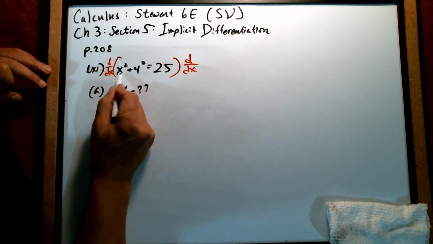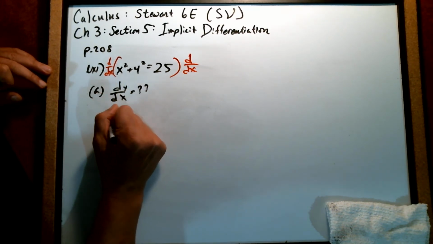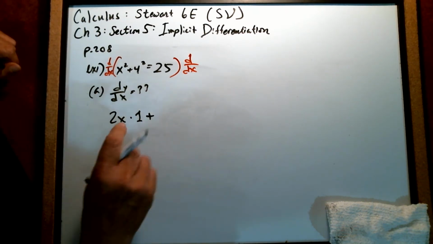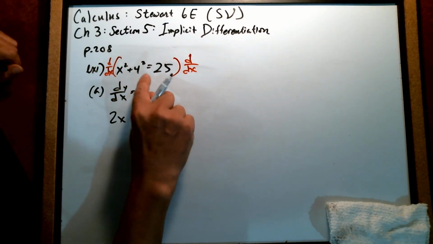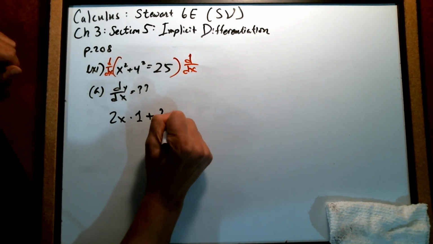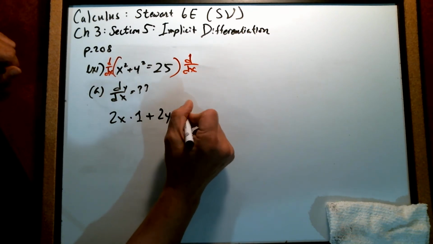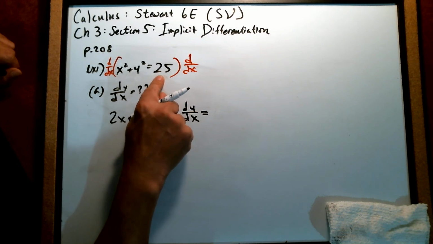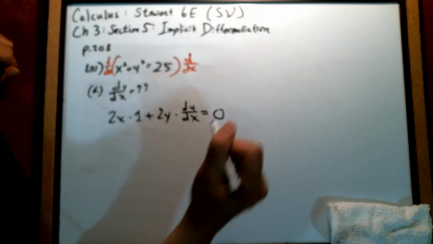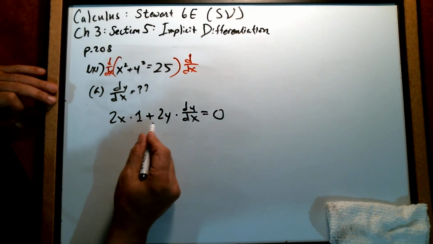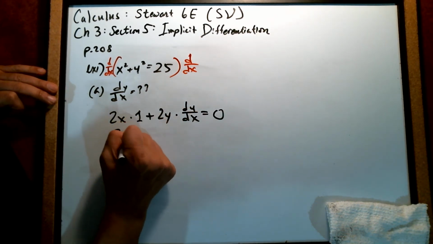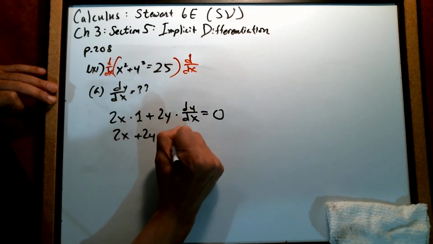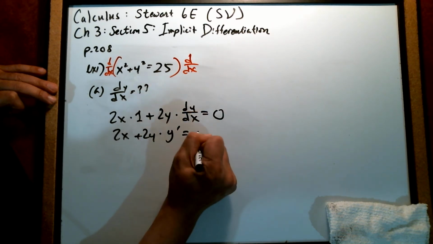What's the derivative with respect to x of x squared? That's going to be 2x times dx over dx, which is just 1. We don't need that 1 later. The derivative of y squared is going to be 2y using the power rule times dy dx. And on the right side, we take the derivative of 25, which is a constant, which is just 0. Let's just rewrite this. 2x plus 2y times, instead of calling it dy dx, sometimes a lot of teachers call it y prime. Is equal to 0.